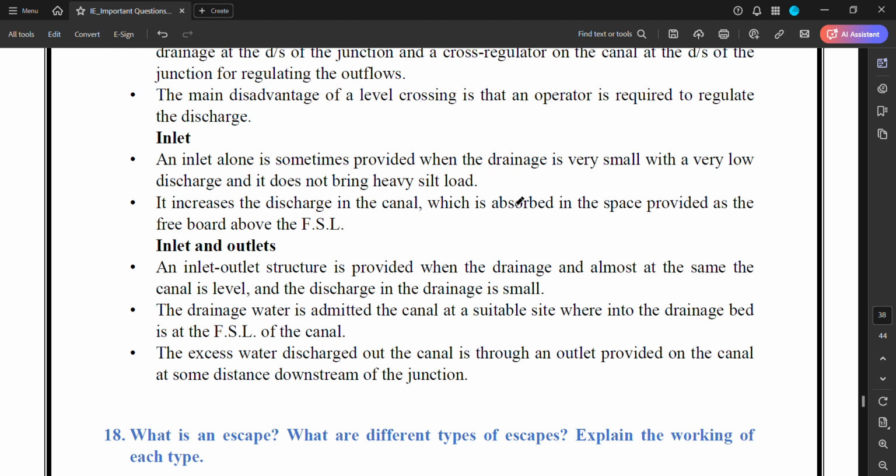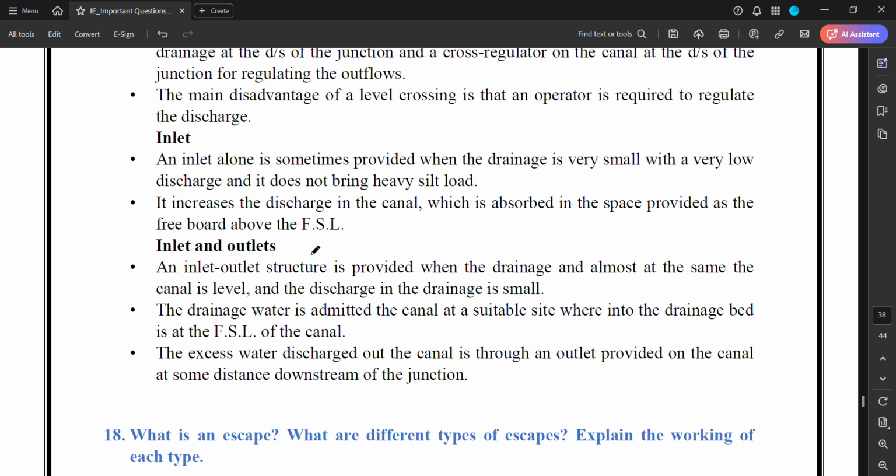Last is the inlet and outlet. An inlet and outlet structure is provided when the drainage and canal are almost at the same level, and the discharge in the drainage is small. The drainage water is admitted into the canal at a suitable site where the drainage bed is at the full supply level of the canal. The excess water is discharged out of the canal through outlets provided on the canal at some distance downstream of the junction.